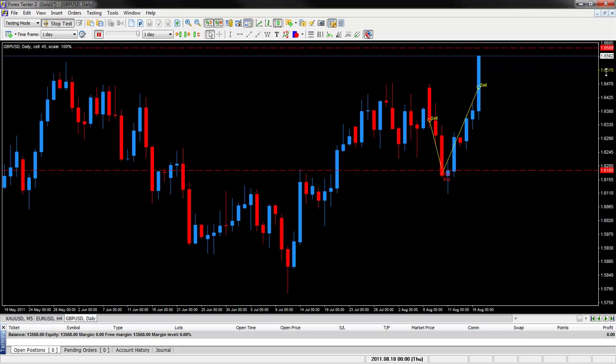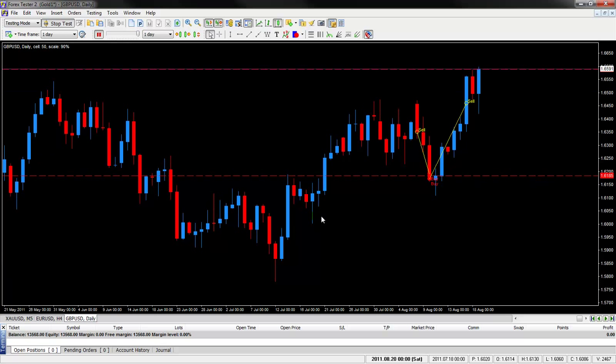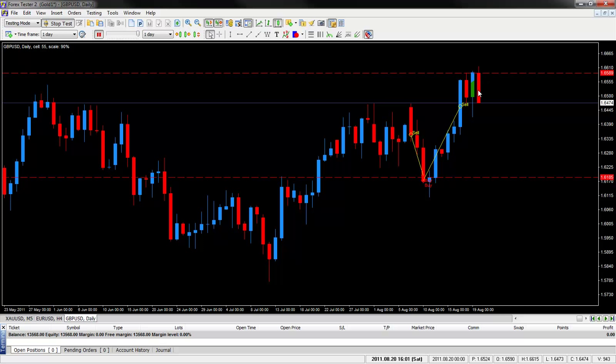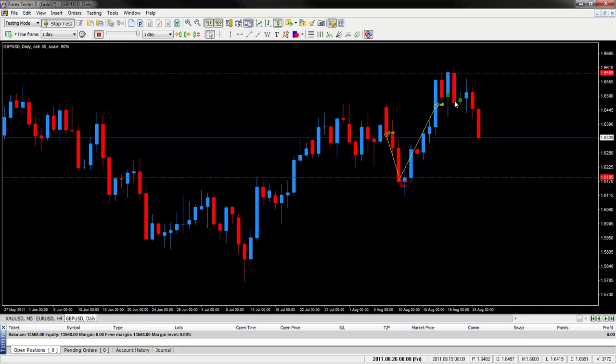Now what I want to see is the market break out of this area here at 1.6589 or this area here. So I'm going to advance the chart here one candlestick at a time. I'm in Forex Tester where I do my testing. That looks pretty good actually. Oh, no, it doesn't look so good. I thought it was going to break out, but it just printed a bearish candle.